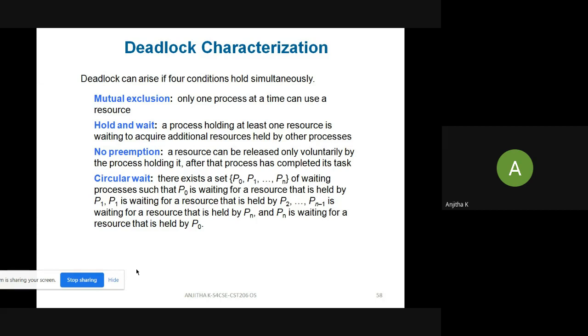Okay, that is the first condition. Then hold and wait. What is hold and wait? Hold and wait means a process is holding some resource. Okay, a process is holding some resource and it is waiting for some other resource. It is waiting for acquiring some other resources. Okay, that is hold and wait. There are some resources in its hand and it is waiting for additional resources.